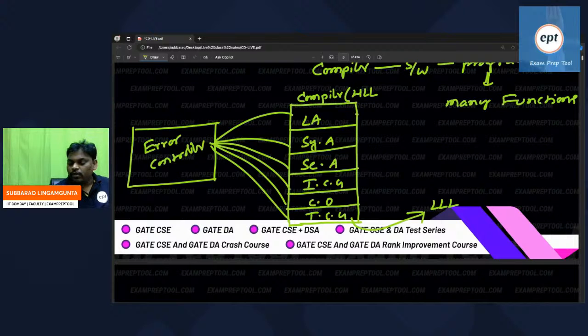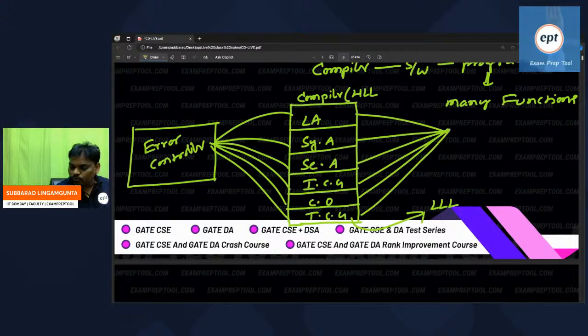Next one, whenever the process is going on, anywhere if you want to store something, you can store it in the symbol table.